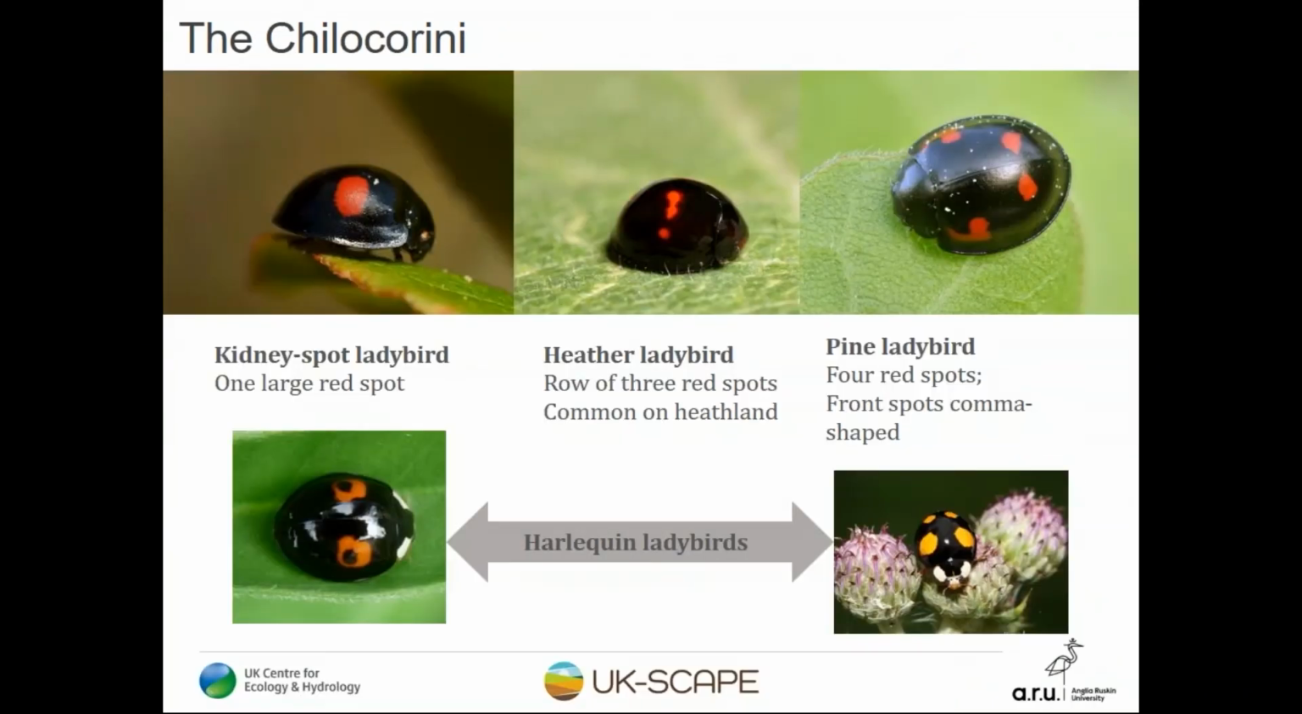I'd just like to show you the three closely related species all together. The kidney spot ladybird is generally found on things like ash trees and willow trees, but would tend to be found on the bark of the trees. Then we have the heather ladybird in the middle, on things like small conifers and heather in a heathland habitat. And then on the right hand side, we've got the pine ladybird. That's one that we dealt with in our first webinar because it's much more common, and that's got the four spots on it, comma-shaped ones at the front, and is a bit more of a generalist, but tends to like pine trees, but also deciduous trees too.